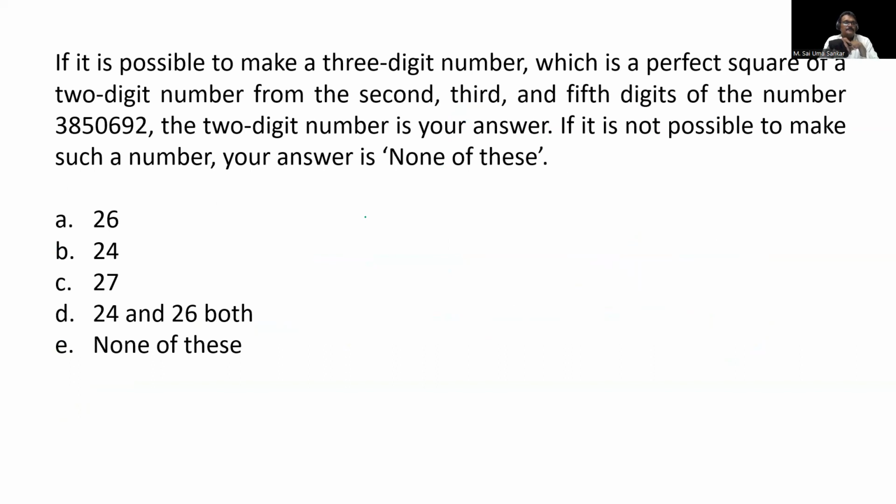Come to the next one. If it is possible to make a 3-digit number, which is a perfect square of a 2-digit number, from the second, third, and fifth digits of a number, 3850692, the 2-digit number is your answer. If it is not possible to make such a number, your answer is none of these.